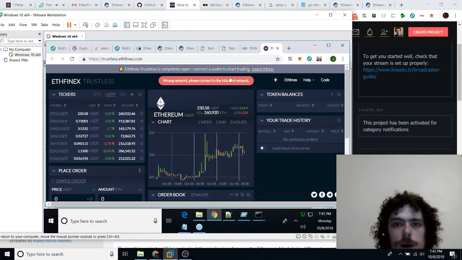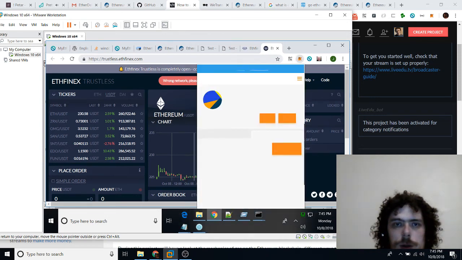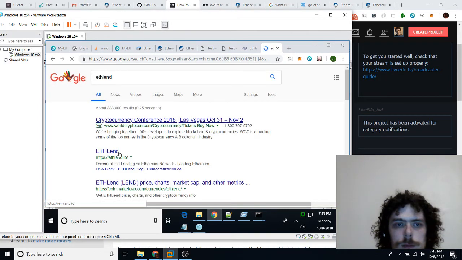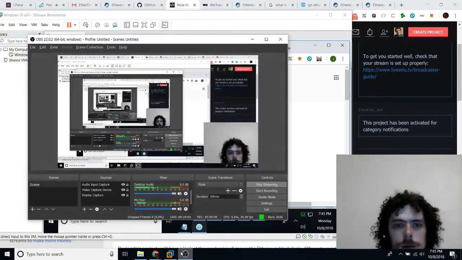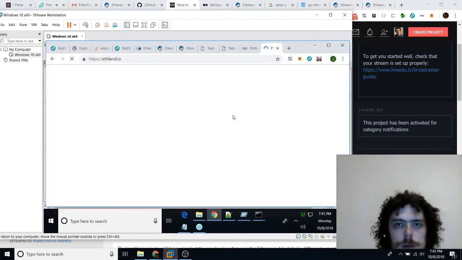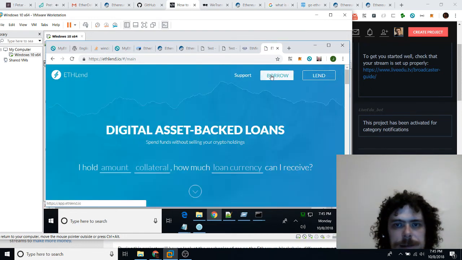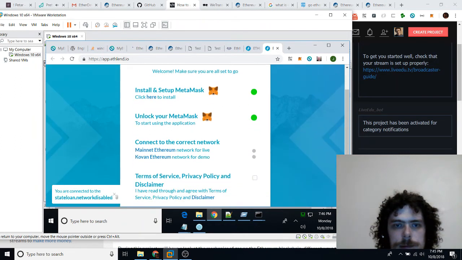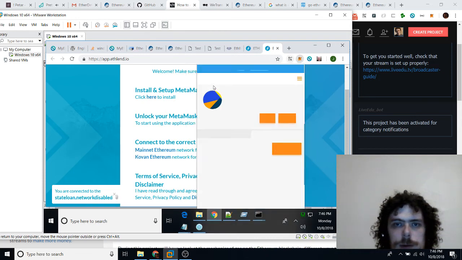It says connect to the mainnet network. It's probably not going to let me see the MetaMask confirmation for a transaction, unfortunately. I wonder how we can get one to pop up. So apparently we can use a demo of ETHLend on Kovan testnet. So let's just change that testnet now.